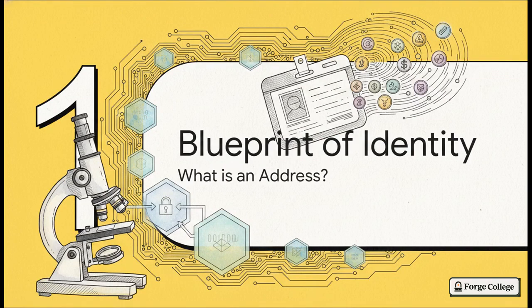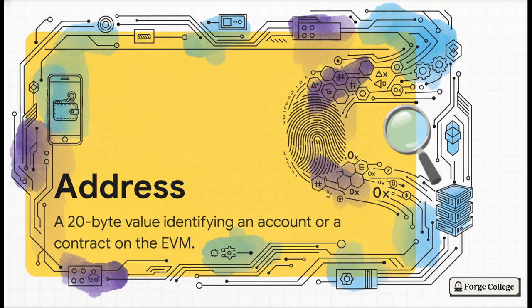Section 1, the blueprint of identity. What is an address? Think of the address as the foundational ID badge of the Ethereum virtual machine. So what is it technically? Well, an address in Solidity is a 20-byte or 160-bit value. It's the absolute unique identifier for either an externally owned account, like the wallet app on your phone, or a smart contract account that's sitting on the network. When you see it in your code, it usually shows up as a hexadecimal literal starting with 0x, followed by a long string of characters. And that string, that's your digital fingerprint.